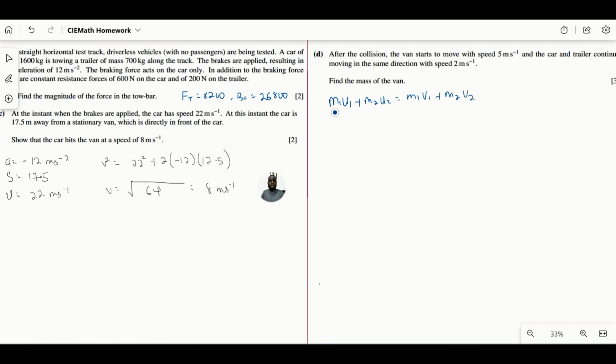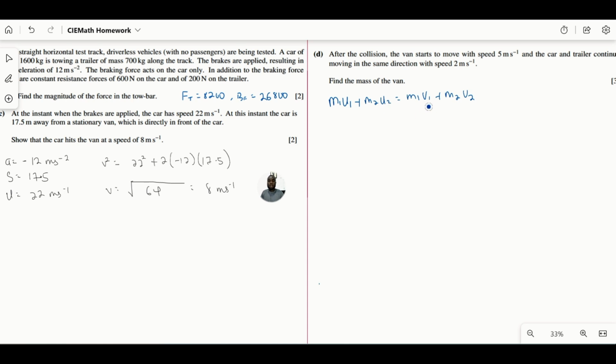With the collision, I'm going to take M1 as the mass of the trailer and the car together, but they were all moving with the same speed. So I'm going to put the two together as one and get its momentum. And I'm going to take the mass m2 to be the mass of the van. So maybe you could have written that as mv if you want to. And initially, of course, that van was at rest.